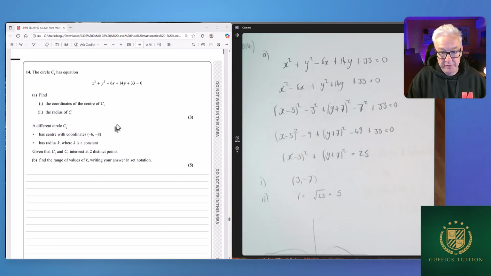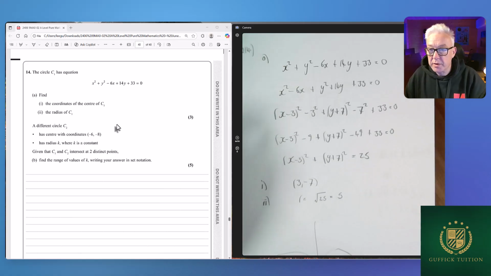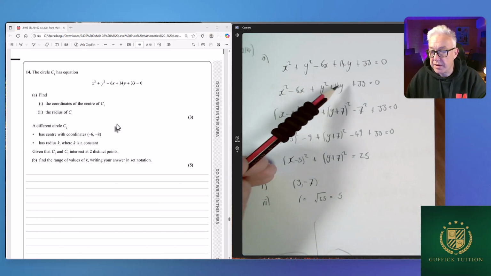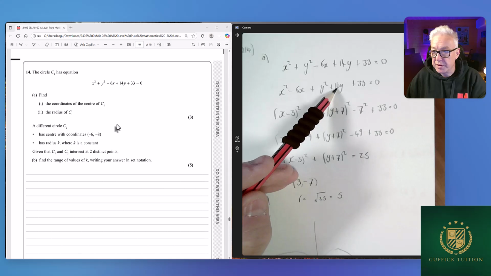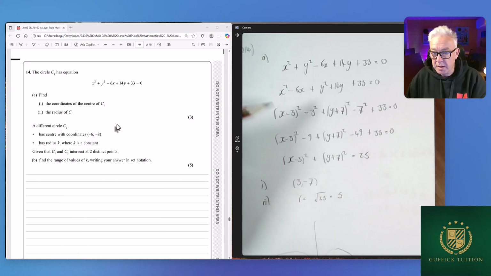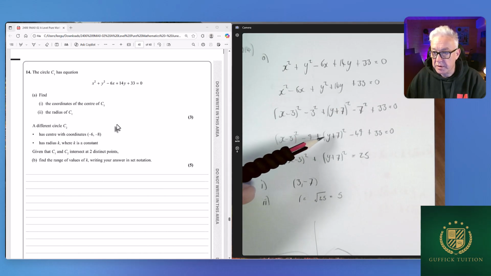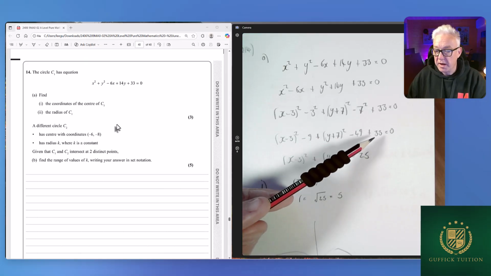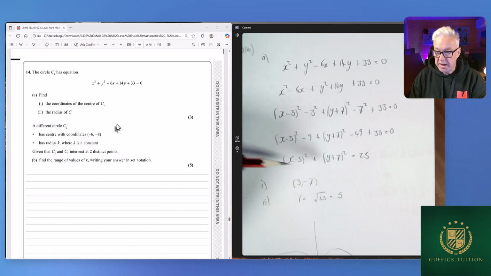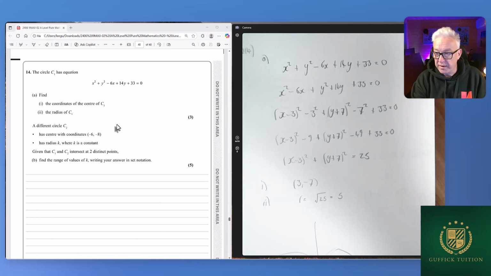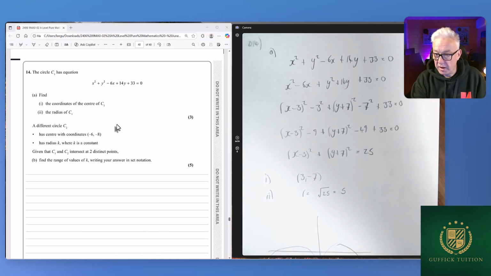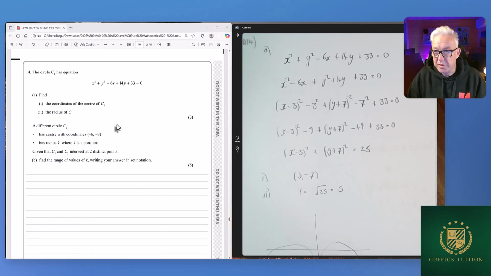So this is really nice, especially for a question 14 on a paper. We just gather together the x bits, gather together the y bits, and complete the square on both of them. So we halve the coefficient of the x, and we take away that squared, half the coefficient of the y, and then take that away squared. So that gives us x minus 3 squared minus 9 plus y add 7 squared minus 49 add 33 is 0. So just gather all of that over to one side, and we have x minus 3 all squared add y add 7 squared equals 25, giving us a centre of our circle of (3, -7) and a radius of 5. So pretty standard.